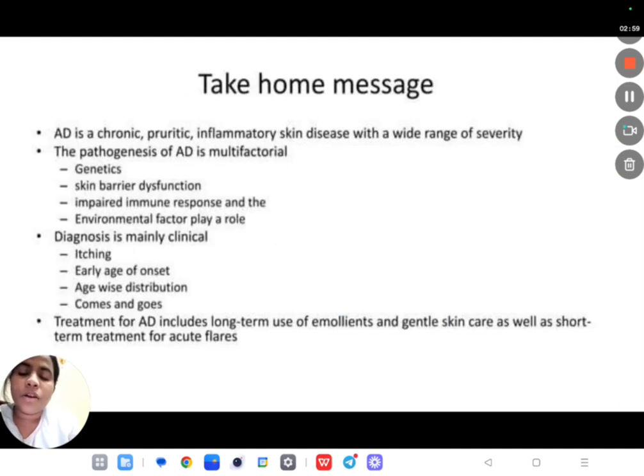To summarize, atopic dermatitis is a chronic pruritic inflammatory skin disease with a wide range of severity. The pathogenesis involves genetic factors, skin barrier dysfunction, impaired immune response, and environmental factors. Diagnosis: itching, early age of onset, and age-wise distribution. It usually comes and goes. The treatment of AD is long-term use of emollients and gentle skincare.